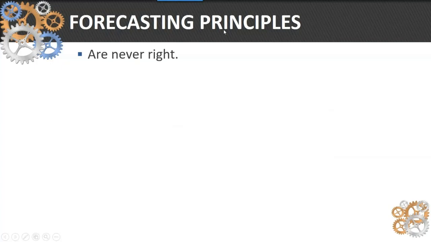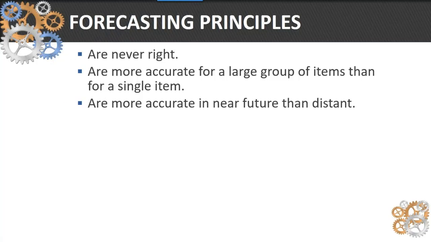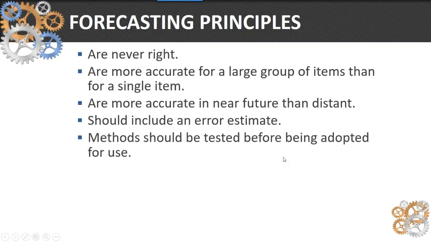Principles of forecasting are, number one, they're never right. Number two, they're always more accurate in large groups of items than in single items. That's why we do business planning, production planning, master scheduling, and MRP, because we can more readily forecast large groups instead of individuals. We assume that the near future is more accurate than the far distant future, and they should include an error method. We'll talk about this when we talk about safety stock.